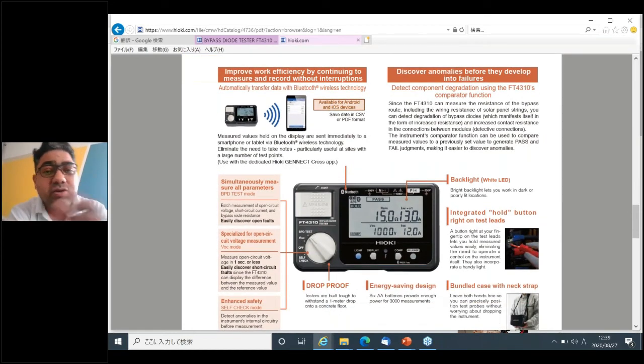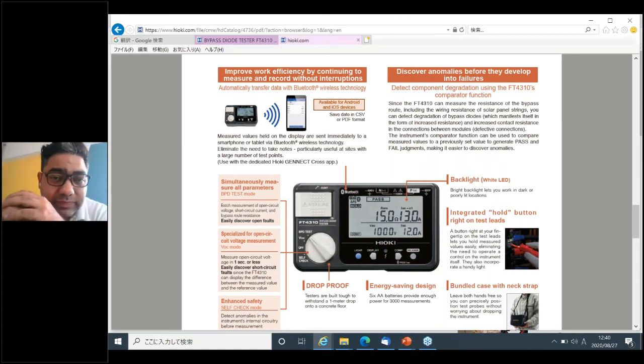Now, some people think, oh, it's just a diode, I can test it with a multimeter. No, because the bypass diodes are inside the circuit of the panels. They are 100% waterproof and come with epoxy and all those things. We cannot actually test them with multimeters. So this is the use of the bypass diode tester.